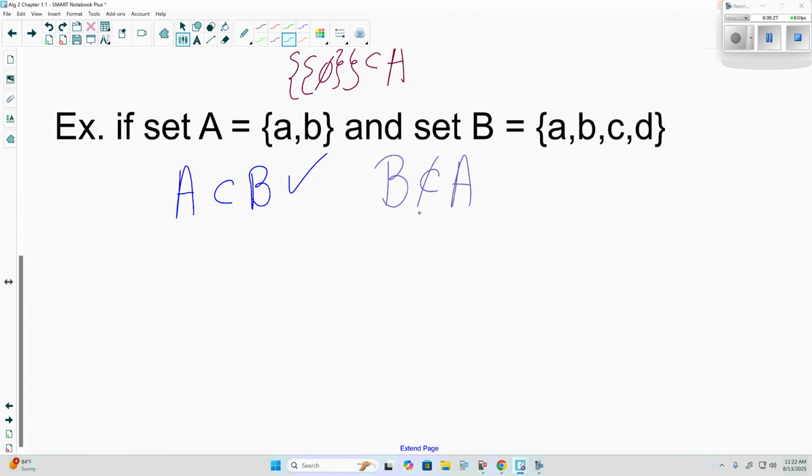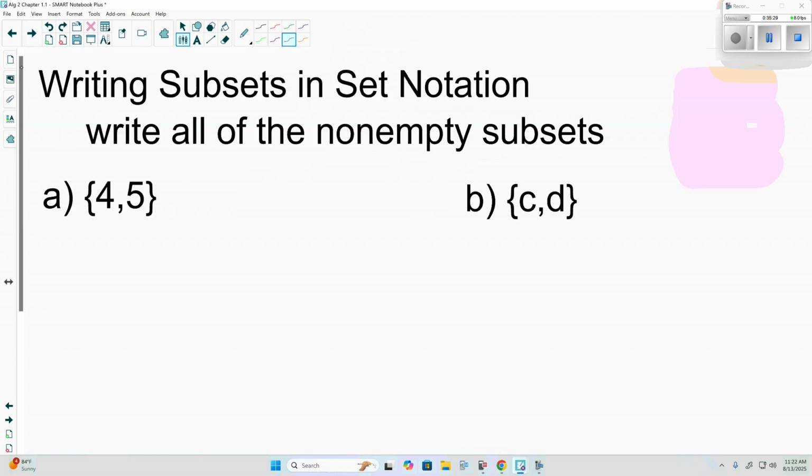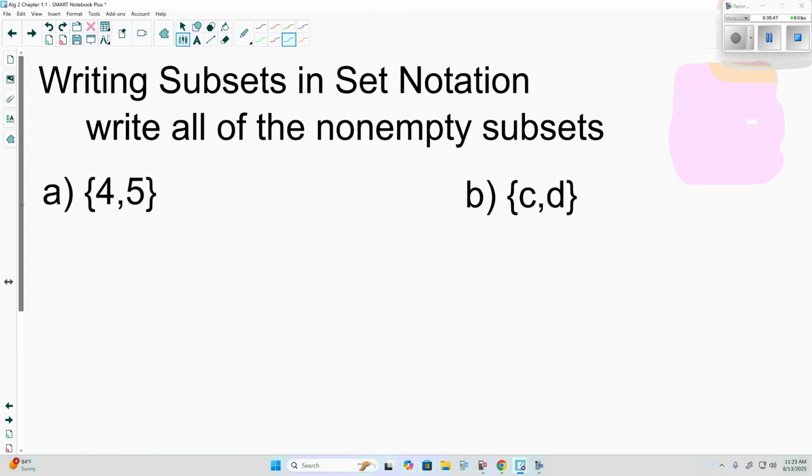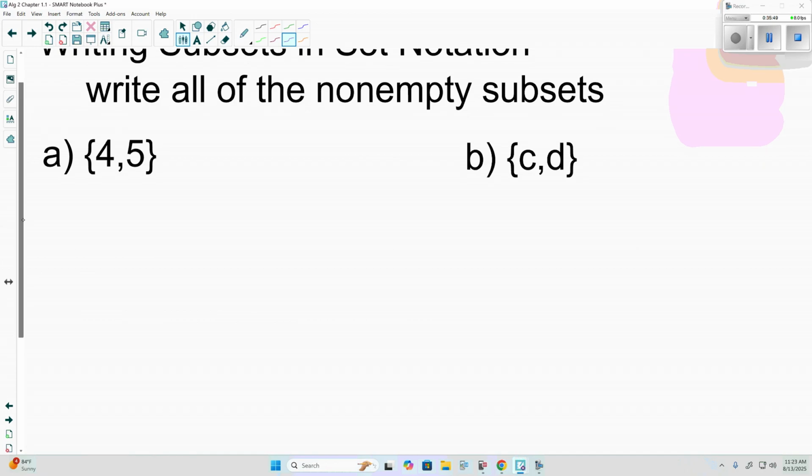Okay. This is what I was thinking of. Writing subsets in set notation. So we want to write all the non-empty subsets, because we saw just a second ago how many empty subsets we can get. Way too many. So if we look at this first one here, we have the set containing 4, 5. Yes? What is one subset of this?